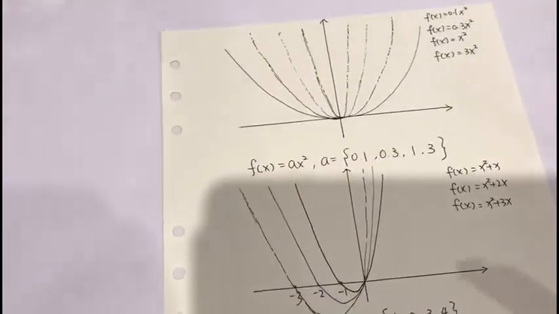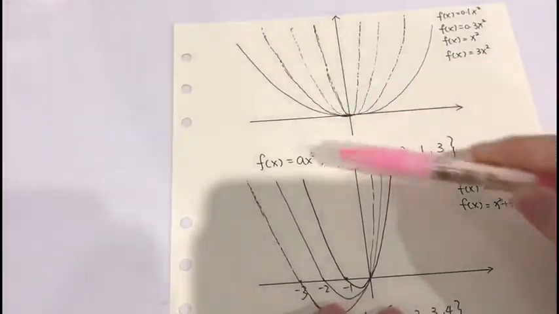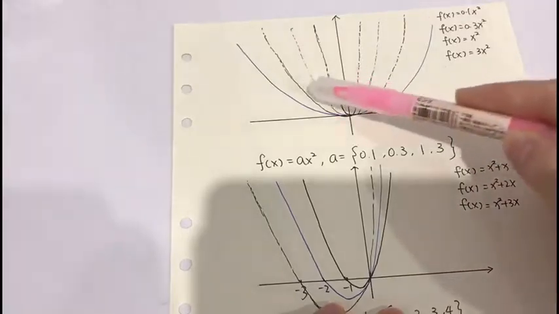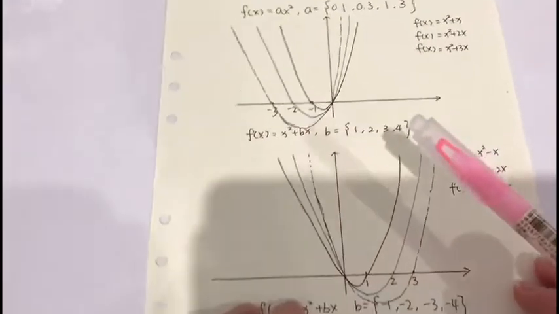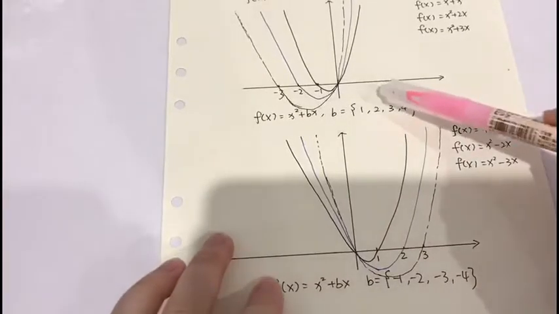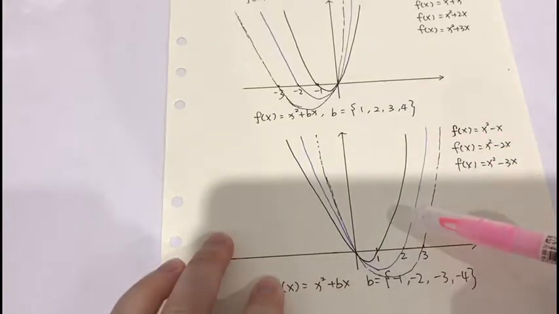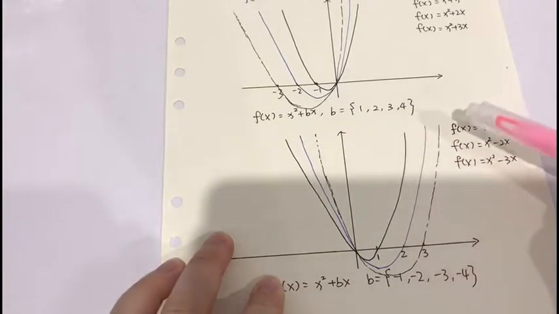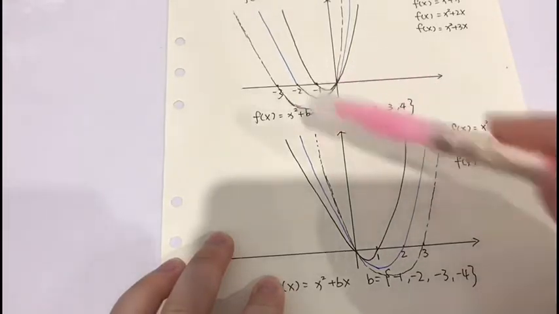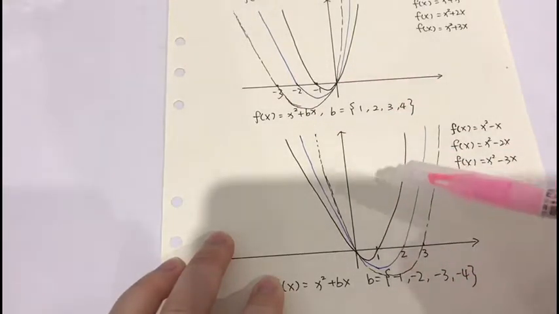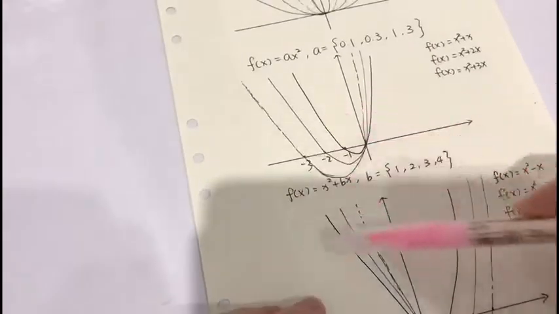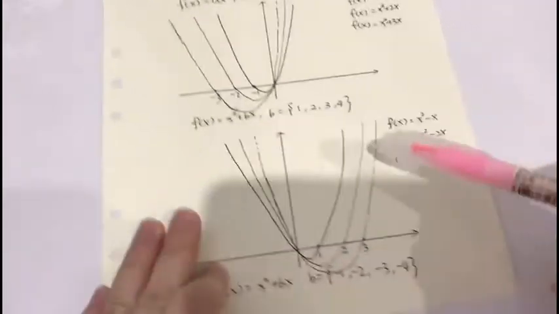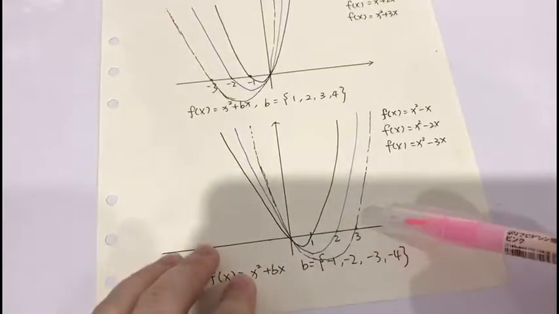There are three graphs here. As a increases, the intersection is the same and the parabola becomes larger. We can see the similarity between these two graphs. As b increases or decreases, the vertex changes. The difference between these two graphs is that in this one the parabola moves to the left, and in this one the parabola moves to the right.